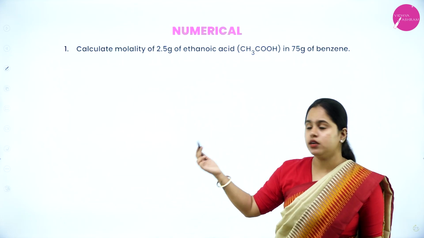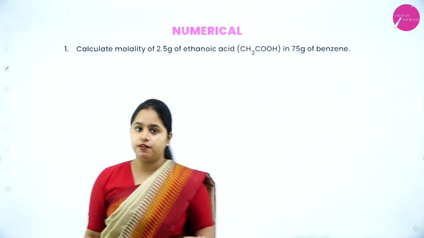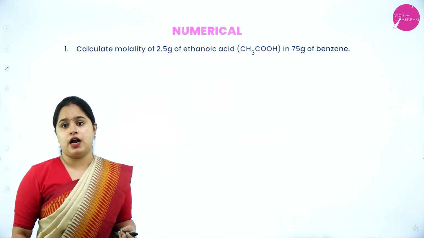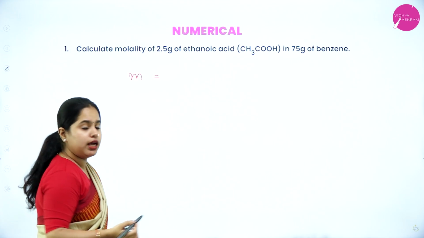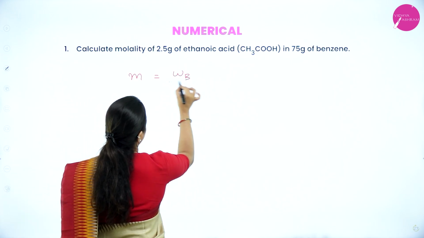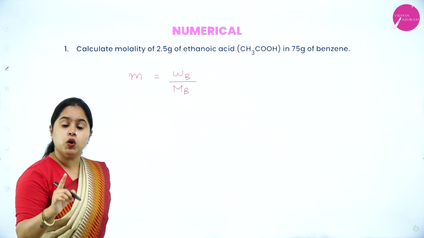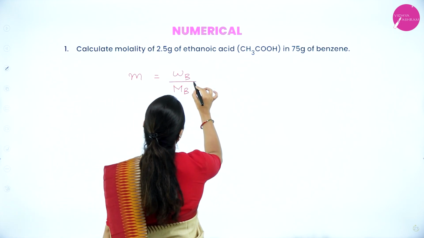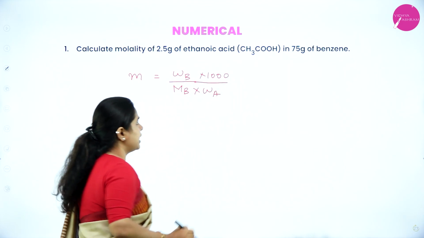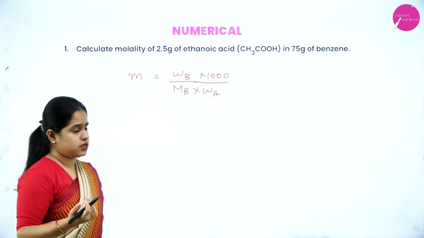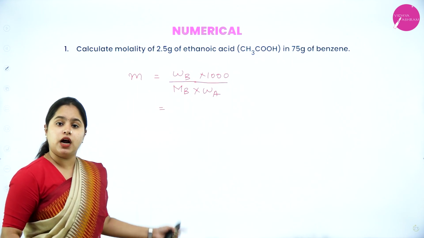Now let's move on with a question for molality as well. Calculate the molality of 2.5 gram of ethanoic acid in 75 gram of benzene. So how do you calculate molality? It's represented by small m, right? Molality is equal to number of moles of solute present in 1 kilogram of the solvent, right? So it is WB by MB into WA into 1000. Again it is given in grams, not kilograms. So we have to use this 1000.